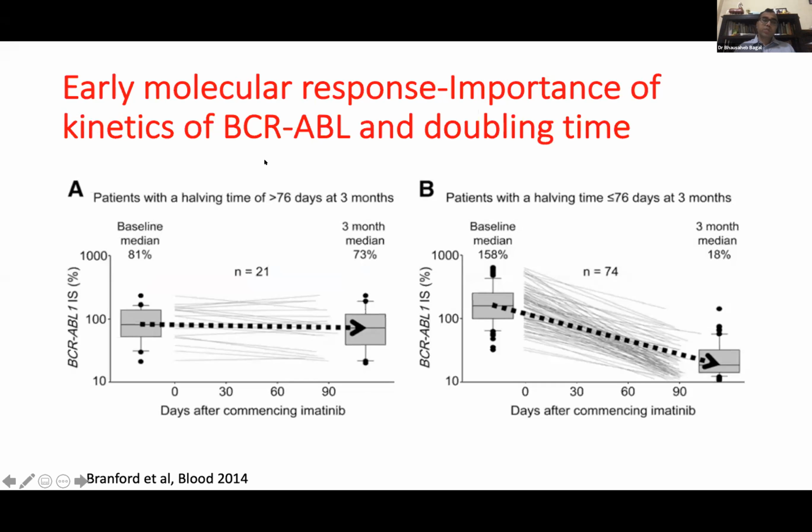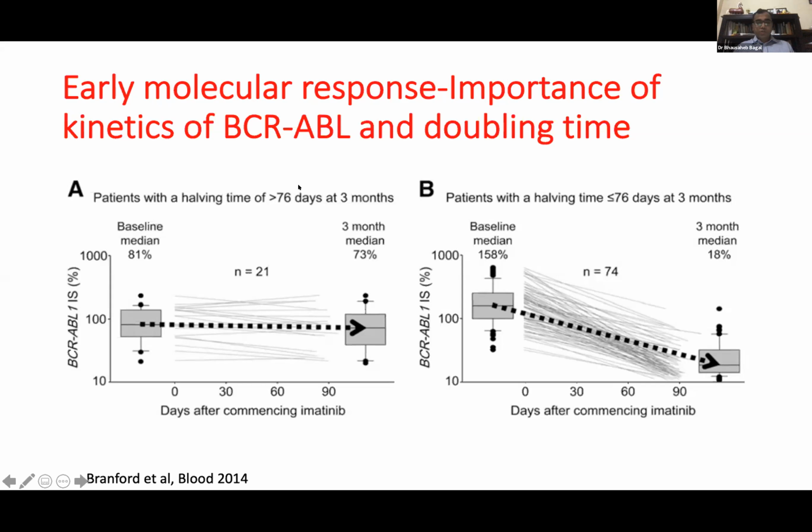I spoke about the importance of kinetics and halving time. So this is really useful for our patient where we don't know whether they actually have a higher disease burden to start with. And a 3-month value maybe, if it is just about 10%, you would be classifying this patient as failing a very important time point. But this study shows that rather than a single value, the halving time is very important.